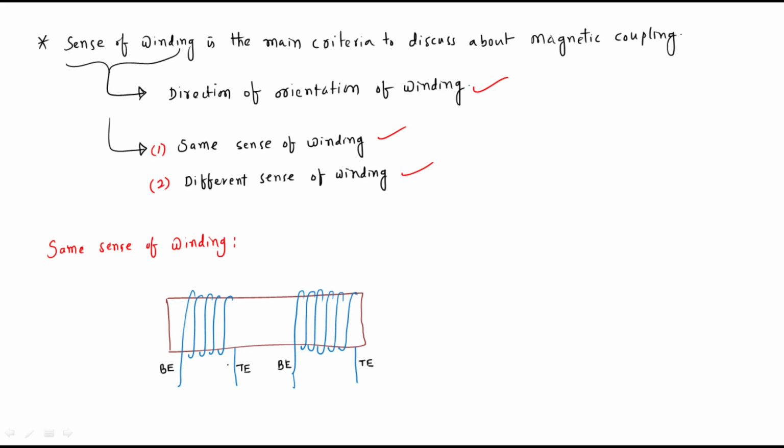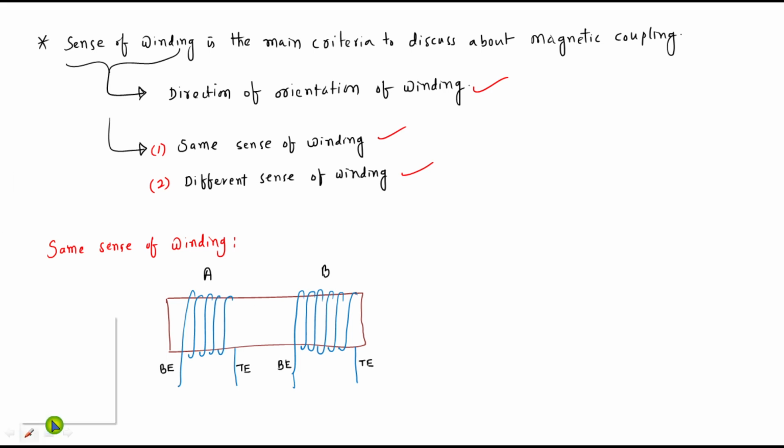This is beginning end, this is termination end. This is beginning end, this is termination end. Same sense means what? It is from bottom to top in clockwise manner. In coil B also, this is from bottom to top in clockwise manner, right? So this is beginning end, this is termination end of coil A, like that. This is beginning end and this is termination end of the coil B.